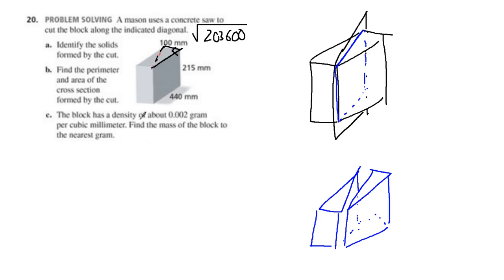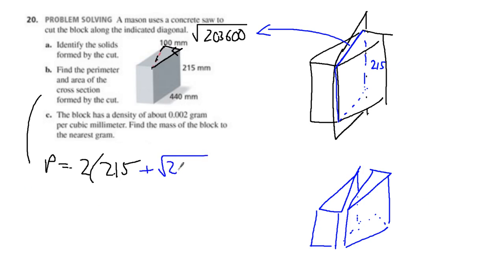So the answer will be for B. The perimeter is 2 times 215, right? Wait, no. That's the square root, and that's 215. So 2 times 215 plus the square root of 203,600. And then the area is going to be, notice that it's not a square per se.